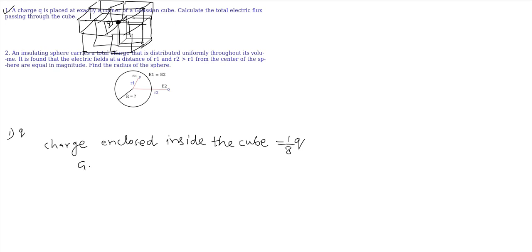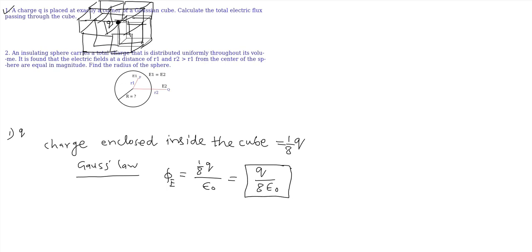And if you use Gauss law now, Gauss law says that if the total enclosed charge by a surface is small q, the total electric flux coming from that closed surface will be q divided by epsilon naught. So here the total enclosed charge by the cube given in the question is 1 by 8 q, divided by epsilon naught. So the answer will be q divided by 8 epsilon naught. That is the electric flux coming from the cube which was given in the question. So this was question number 1. Now let's come to question number 2.